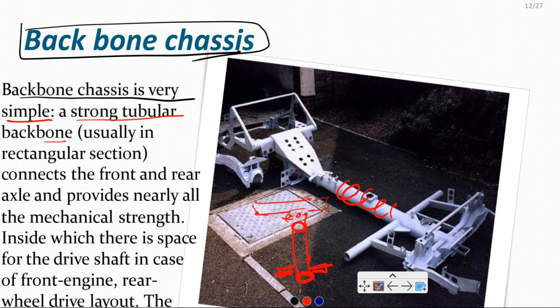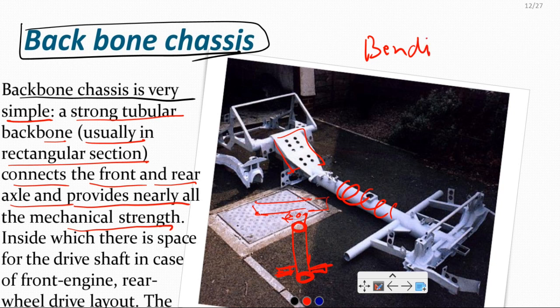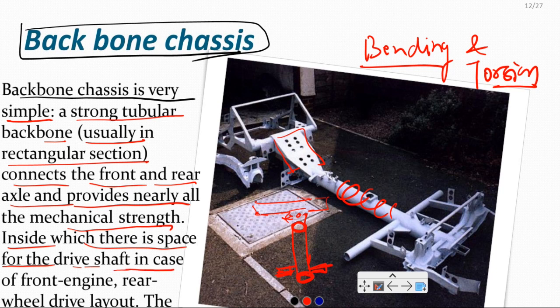Even during the design classes, we will understand properly how we can design it. See, usually rectangular sections are also used, connecting the front and rear axle to provide nearly all the mechanical strength. All the mechanical strength means primarily bending and torsion strength. Inside there is a space for the drive shaft in the case of a front engine rear wheel drive layout. Suppose the engine is mounted on this side; if you need to transfer the power from here to here, there should be space to transfer the power from the front to the rear end.